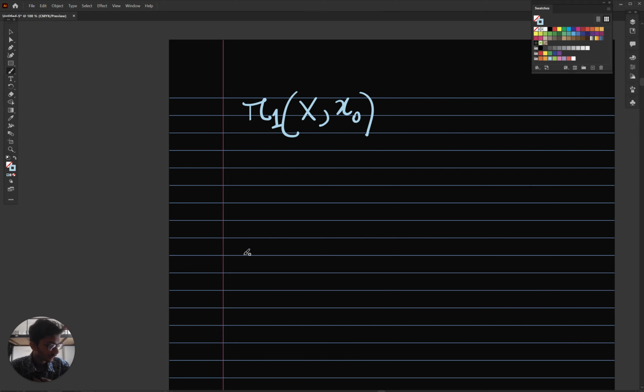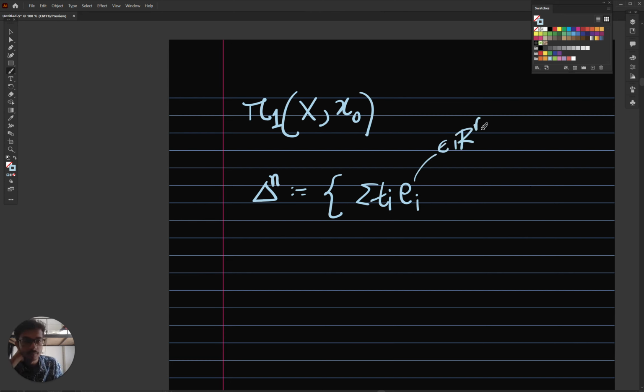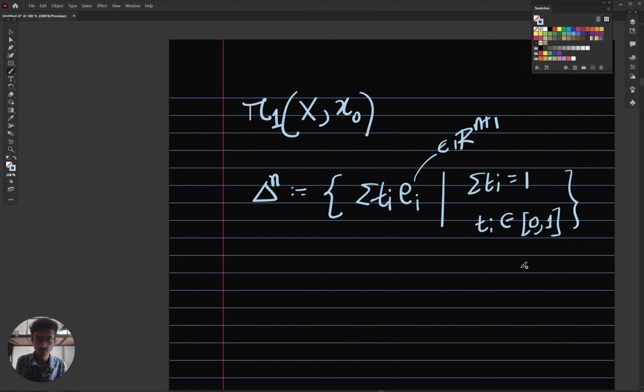So what we form is this: define the Delta n to be the standard n simplex in R n plus 1. So you take t_i, where the indices go from 0 to n, where these are elements of R n plus 1, such that the sum of t_i is equal to 1, and each of the t_i goes from 0 to 1.